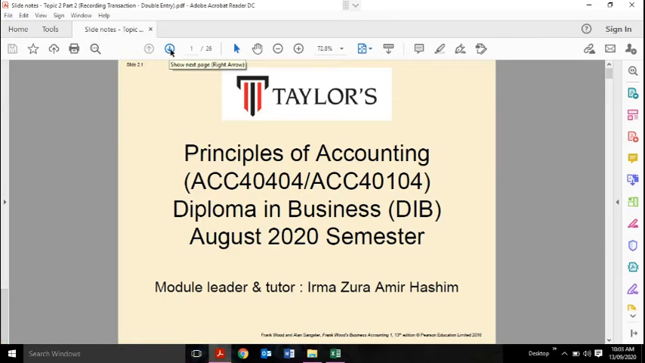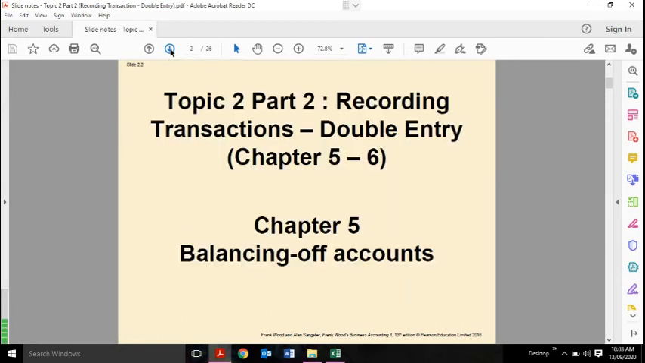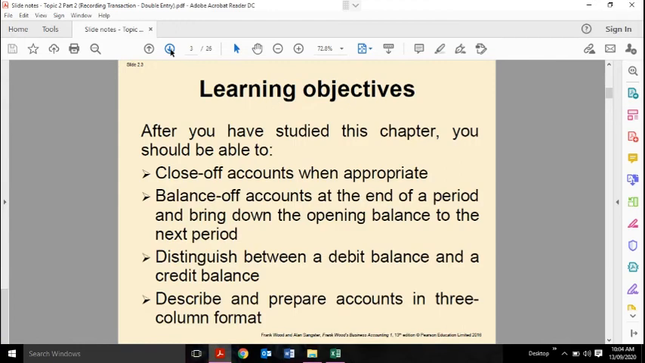But for this topic 2 part 2, we will learn how to close the account and balance all the accounts, and then all of these will be transferred to the trial balance. This topic 2 part 2 will be covered from two chapters, which are chapter 5 and 6. In chapter 5 we learn about balancing of the accounts. So these are the learning objectives.